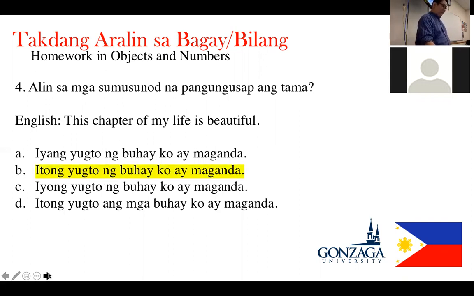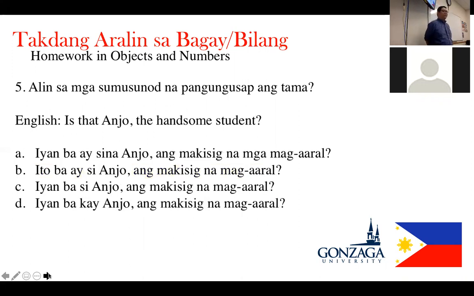Okay. Number 5, let's have Braxton. Alin sa mga sumusunod na pangungusap tama. Is that Anjo the handsome student? The answer is C. Anjo. Makisig na mag-aaral. Okay. Is that Anjo? Iyan ba? Iyan ba si Anjo? The handsome? Ang makisig? Student na mag-aaral. So the correct answer is letter C.